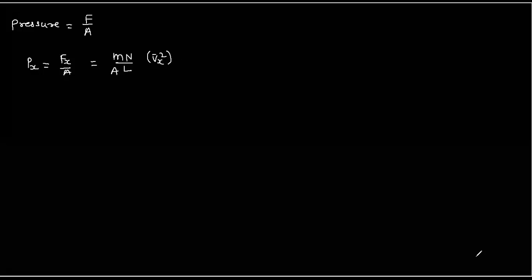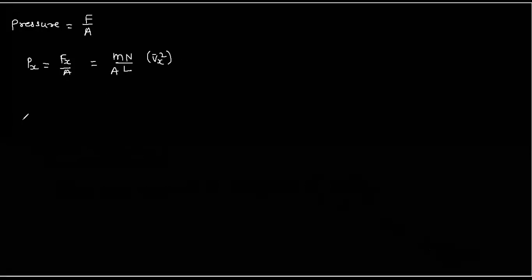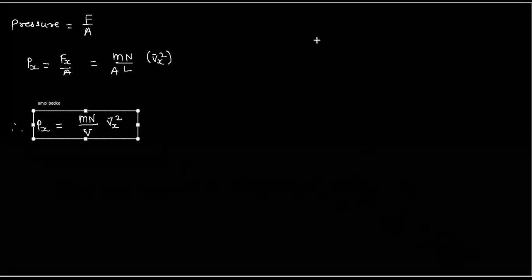Can you see here? You already got Fx, just divide by A and you get the pressure. And area into length is volume. So Px is equal to m n by capital V into Vx bar whole square. This is the pressure you got.